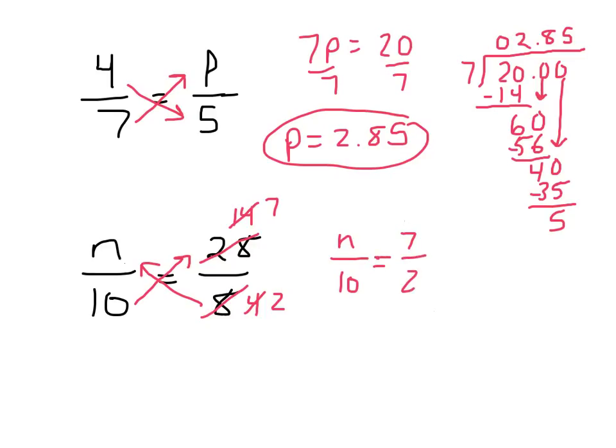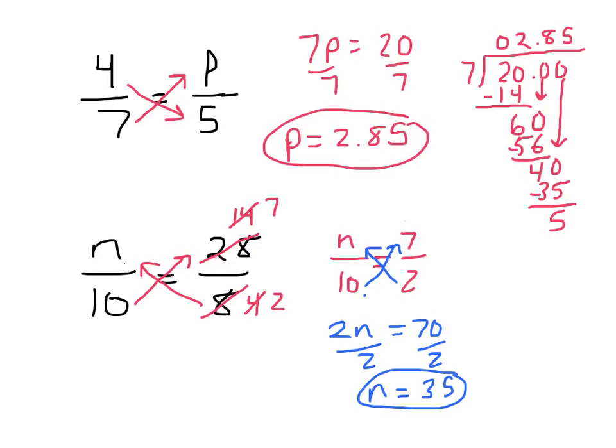And all I'm doing is making the math on the end of the product simpler. I'm pre-simplifying so that my numbers stay smaller. If I find the cross products now, 10 times 7 is 70, and 2 times n is 2n. So my equation is 2n equals 70. I would divide both sides by 2 and get n equals 70 divided by 2, which is 35. So n equals 35. Hopefully you can learn how to pre-simplify or think about reducing the fractions before you find cross products.